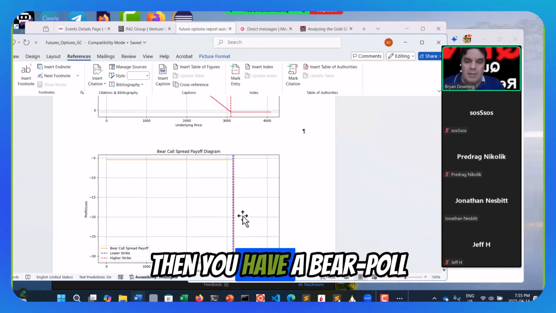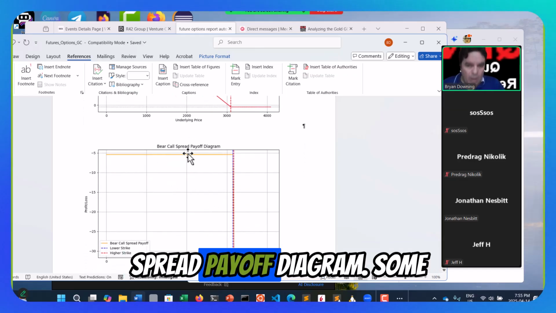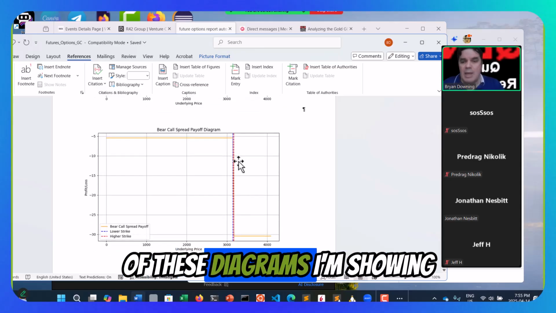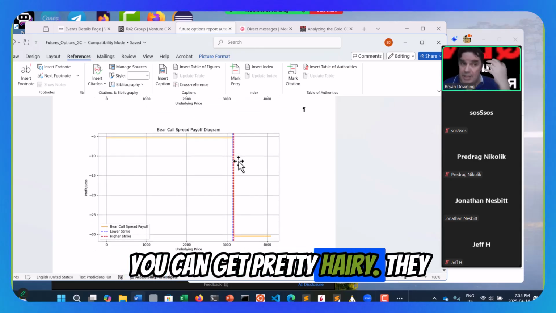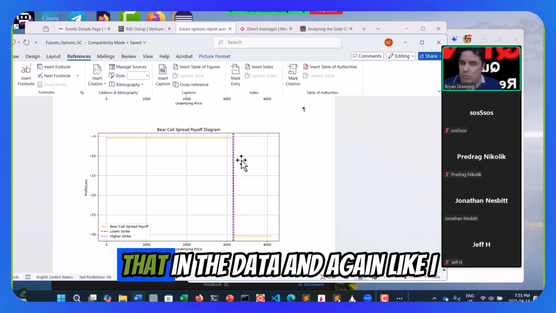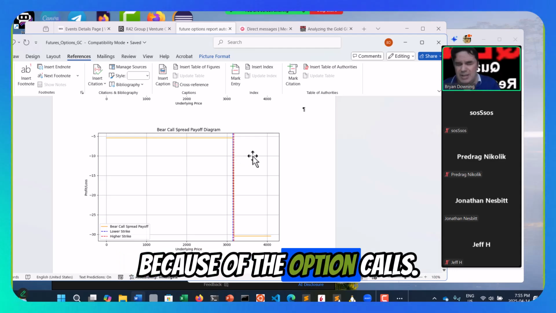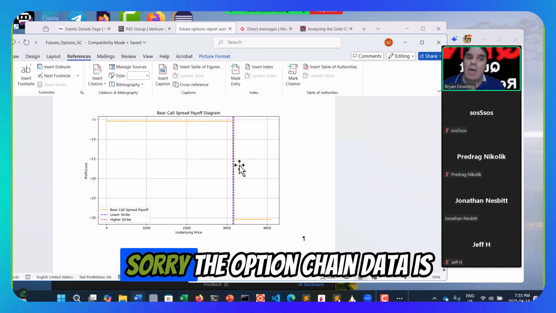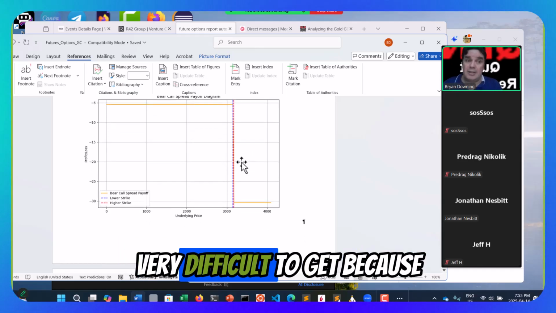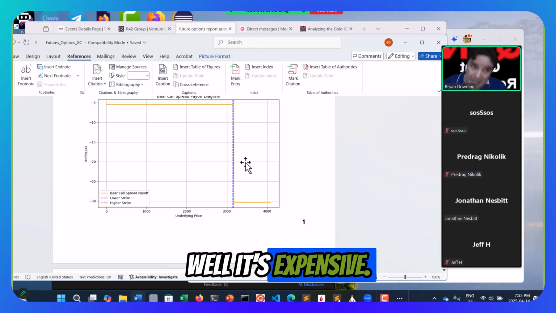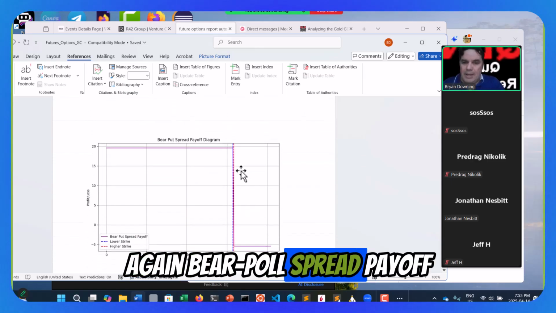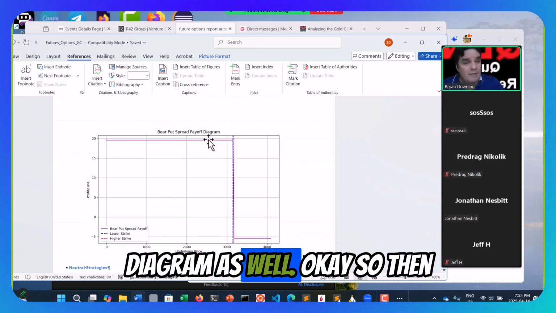So again, then you have a bear call spread payoff diagram. Some of these diagrams I'm showing you can get pretty hairy. They may not look right. I have to verify that in the data. And again, like I said, this is simulated data because of the option calls. The option chain data is very difficult to get because, well, it's expensive. Again, bear put spread payoff diagram as well.